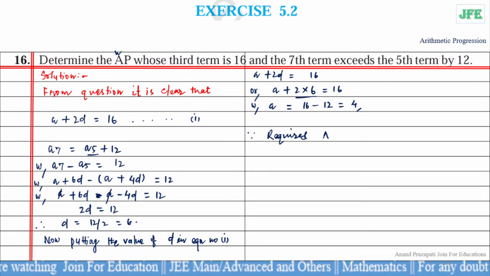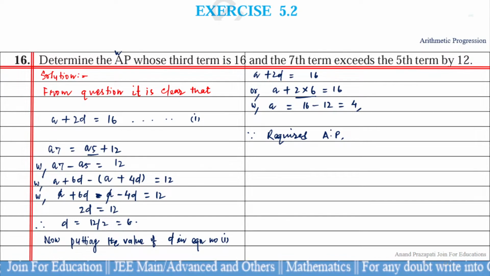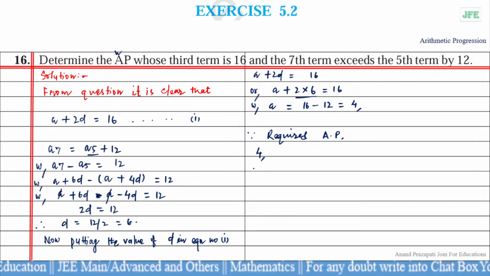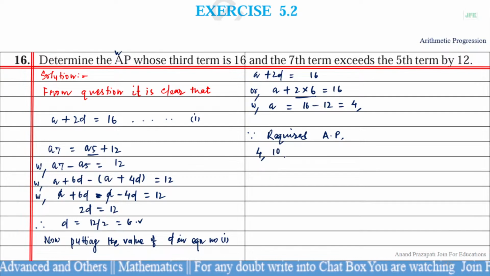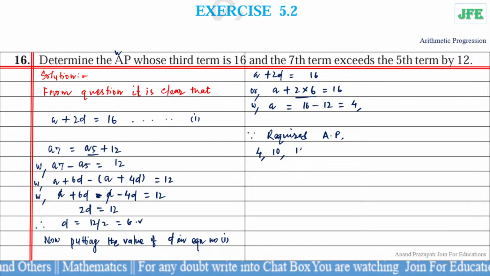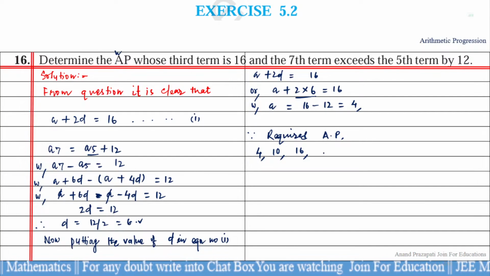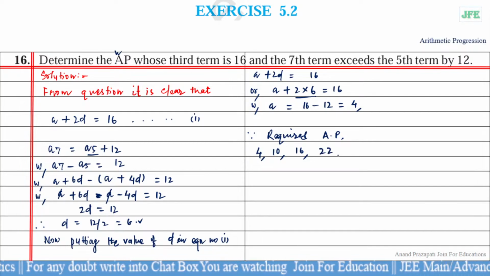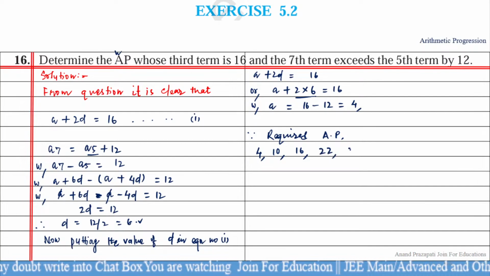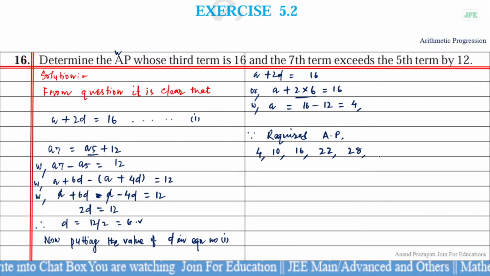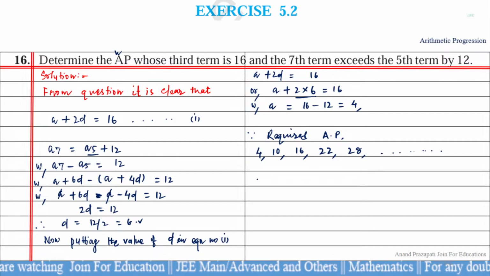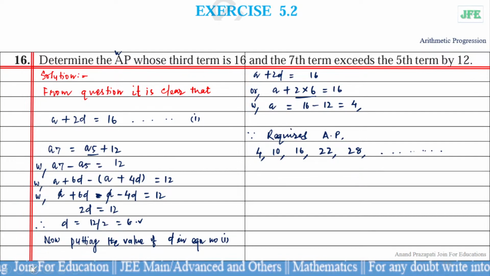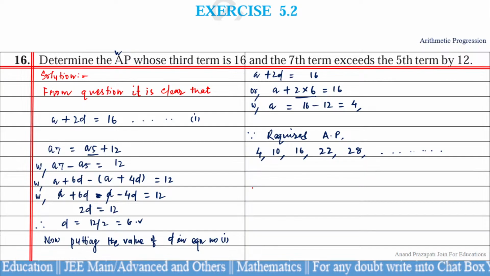The required AP starts with 4, and we add the common difference: 4 plus 6 equals 10, 10 plus 6 equals 16, 16 plus 6 equals 22, 22 plus 6 equals 28, and so on. I hope there is no problem understanding the solution of this question.